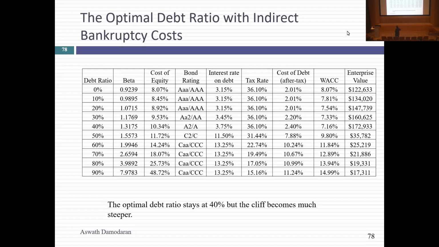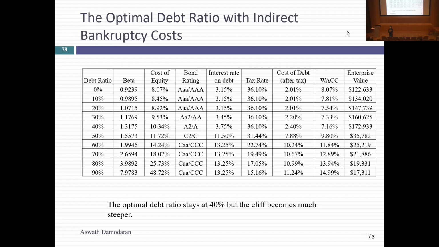So what you see in the last column is my estimated value for Disney as a company at different debt ratios. Your objective is to maximize value. In the previous case, maximizing value and minimizing cost of capital converged. But in this case, maximizing value would make you stop at 30%, even though you could lower your cost of capital more by going to 40%, because what you lose in terms of operating income overwhelms whatever you can gain by having a lower cost of capital.